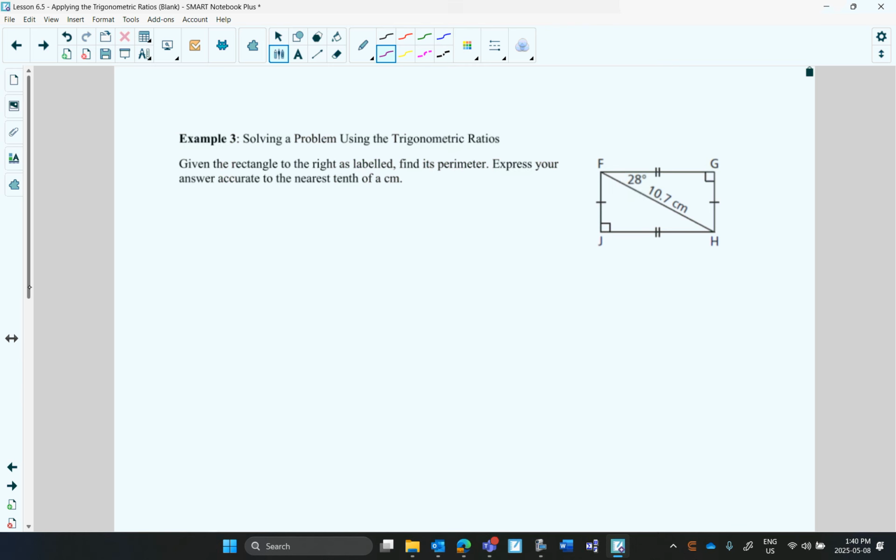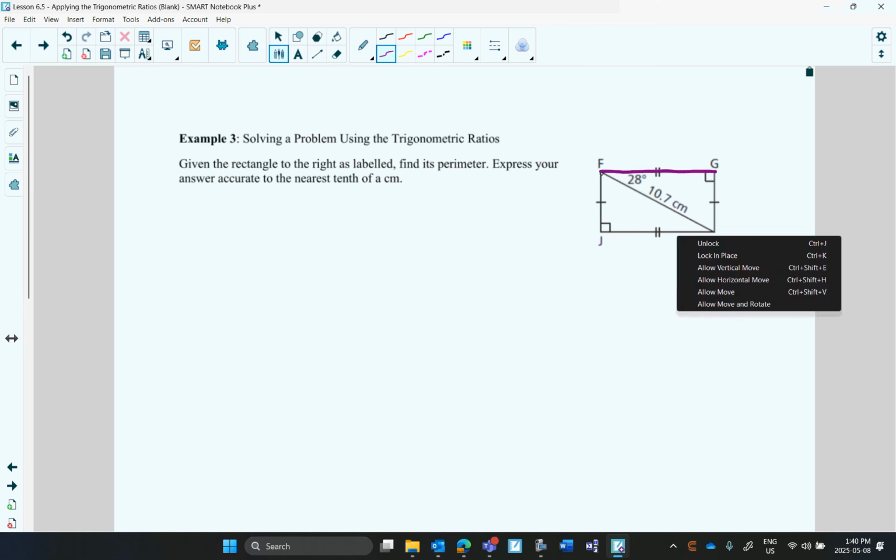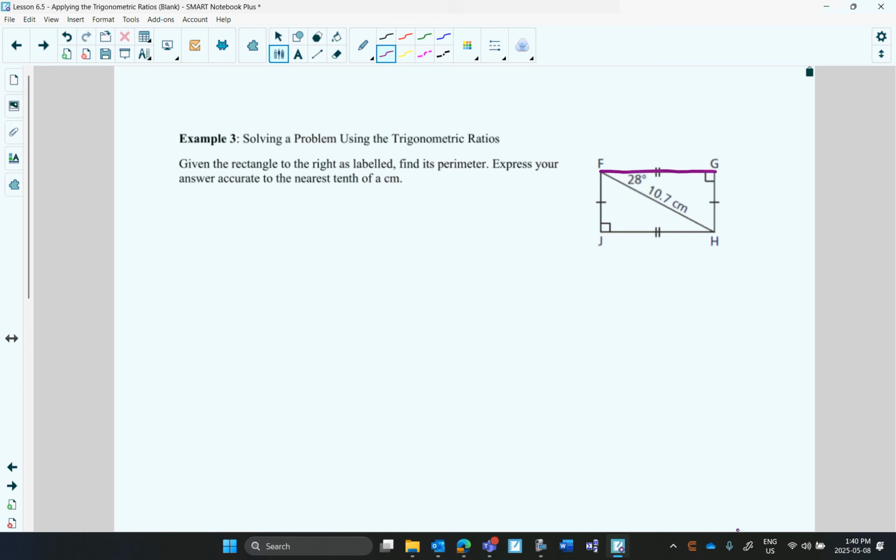So, how do we find the perimeter of any rectangle? Add up all the sides, right? Or find the length and double it. Find the width and double it. Same thing. Okay? So we've got two sides to find. Well, it seems to be set up for trig, doesn't it? Let's find GH first.